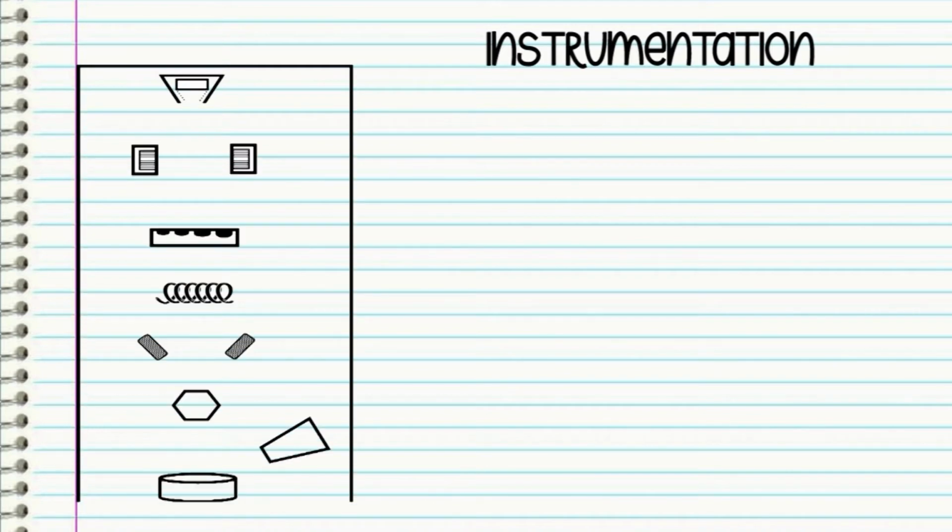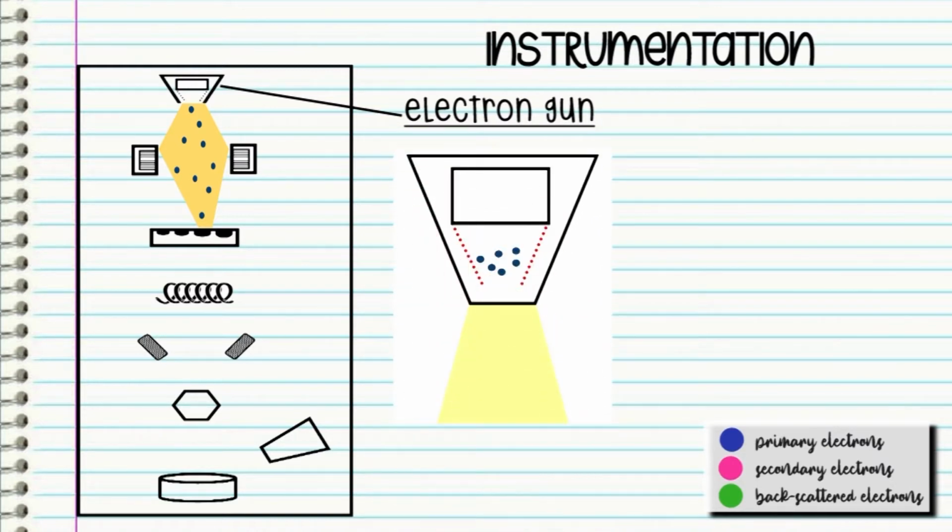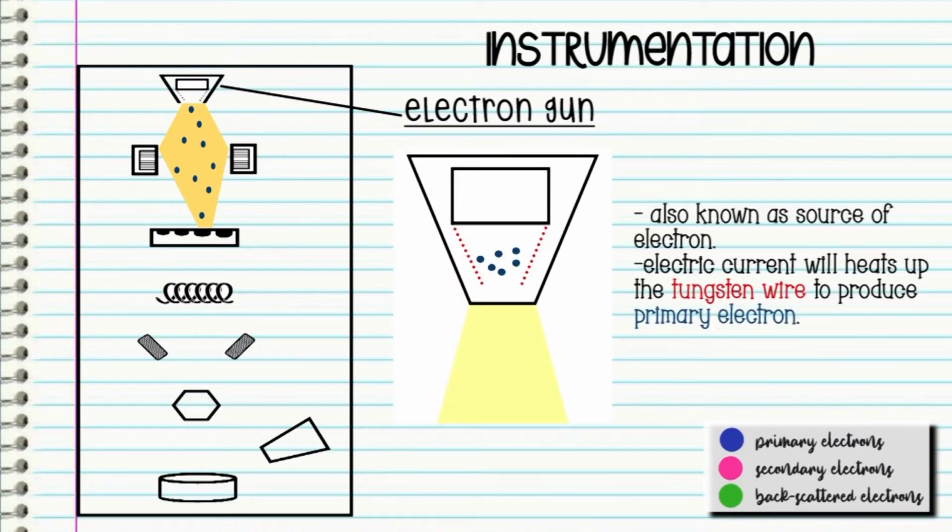Instrumentation. How does it work? The first component in the instrument is the electron gun, also known as the source of electrons. Electric current supplied will heat up the tungsten wire for it to produce primary electrons. Then, the electrons produced will be fired at the sample that you are magnifying.